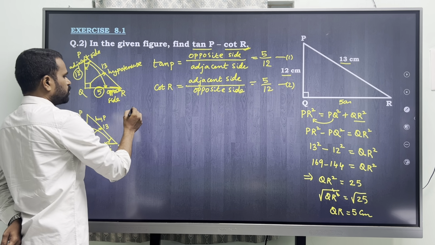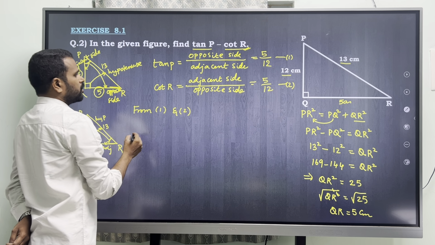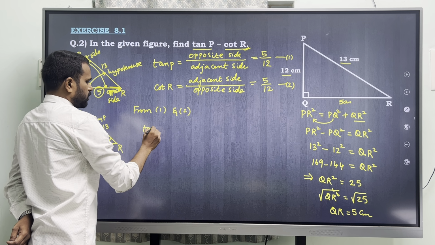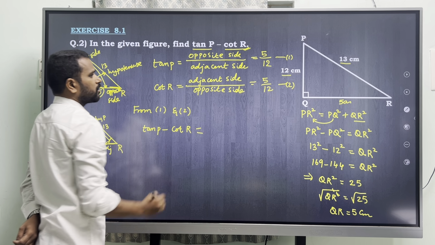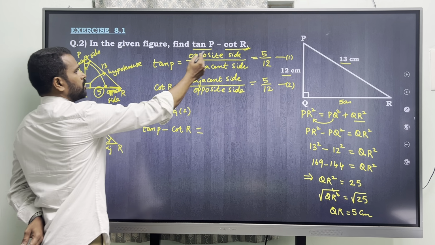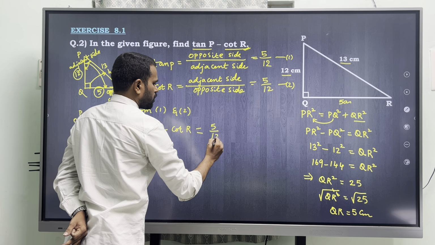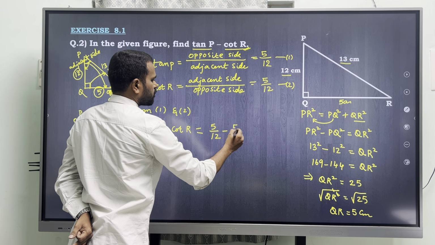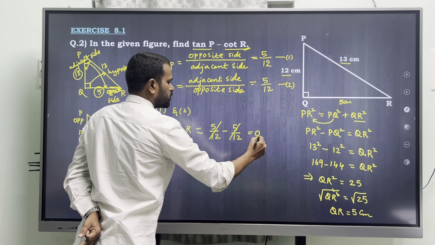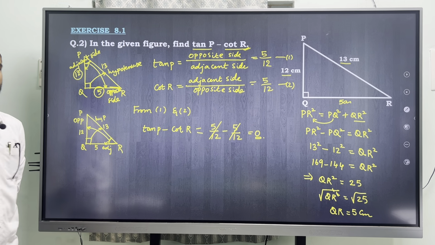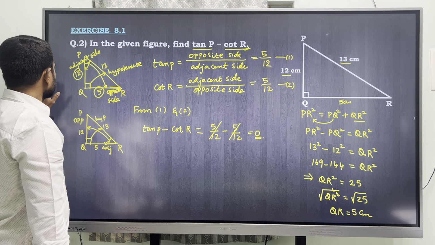So from 1 and 2, tan P minus cot R. Tan P is how much? 5 by 12, minus cot R, how much? 5 by 12. So this cancels and becomes 0. So the value of tan P minus cot R is 0. Let us move to the next problem.